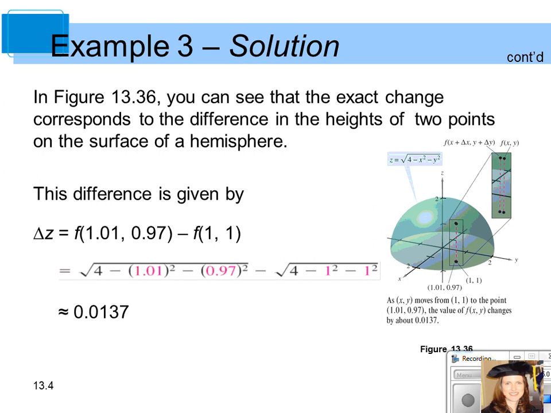To see the exact change, you compare the heights at the 2 points. So at the original point 1, 1, plug in 1 for x and 1 for y back into the original function, you get a value, and you plug in that new point, 1.01 and 0.97, into that original function and look at the difference. That's the actual change in the z. That incremental change in z is 0.0137 approximately. So you can see that total differential was an estimate of this change in z.